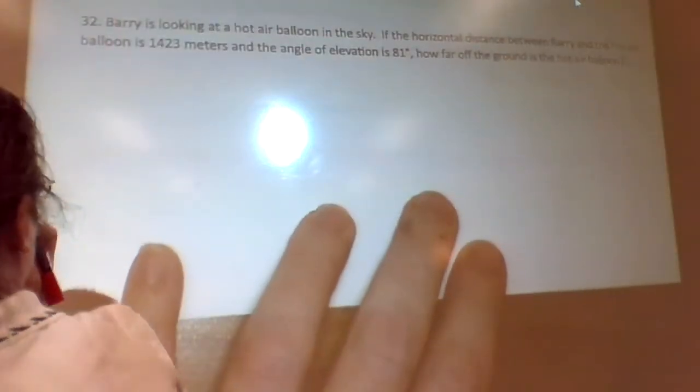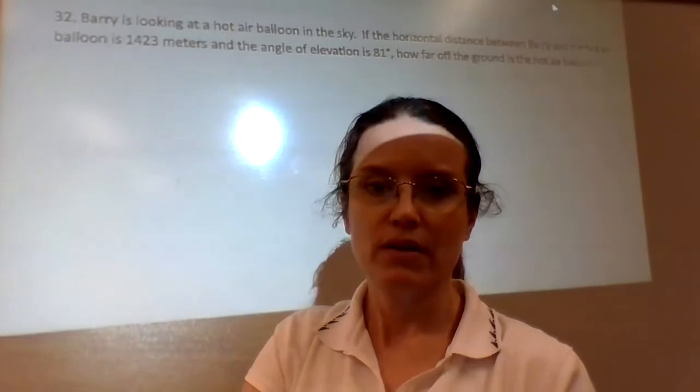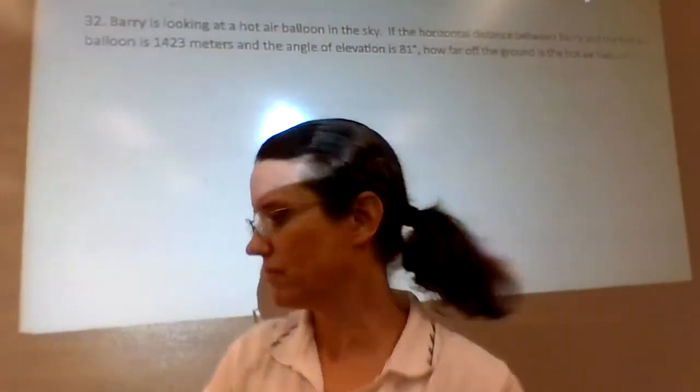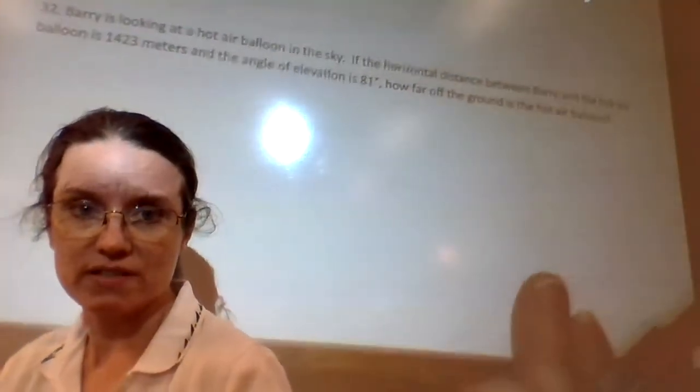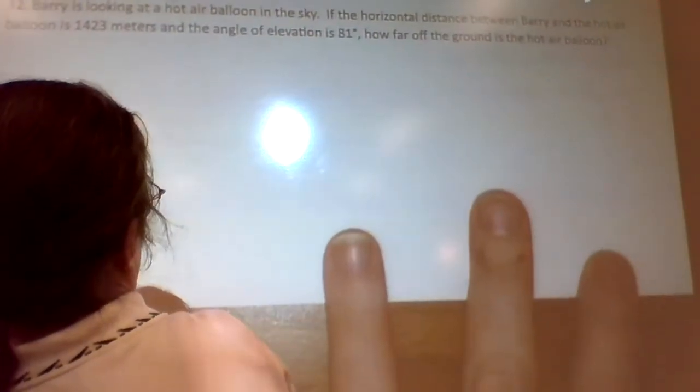Number 32. Now you get to draw pictures. Yay, we like drawing pictures. Okay. Make sure this is all, nope, it's just going to be goofy. Trying to make it a little more even for you. The technology doesn't like me. There we go. So Barry is looking at a hot air balloon in the sky.